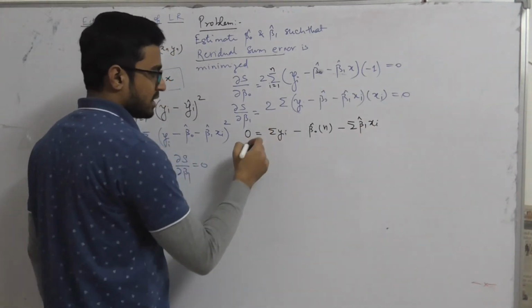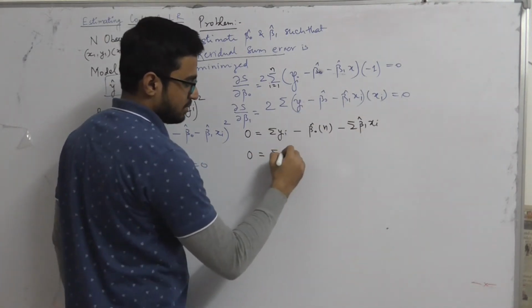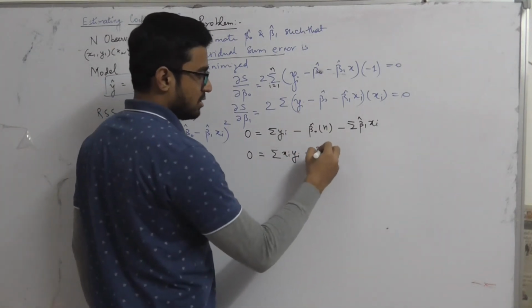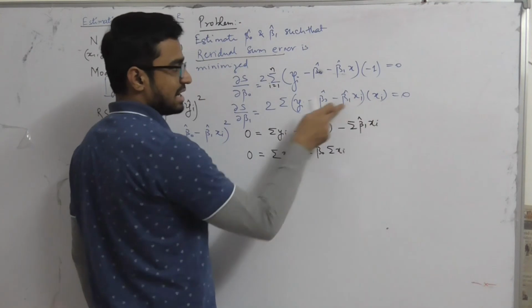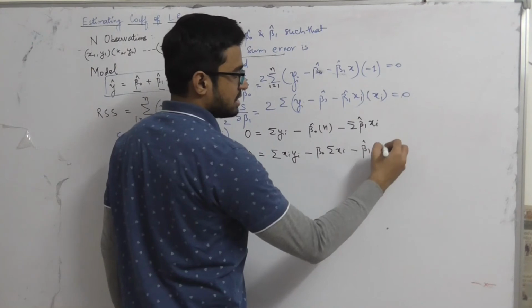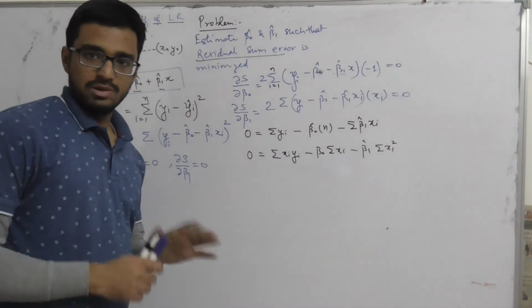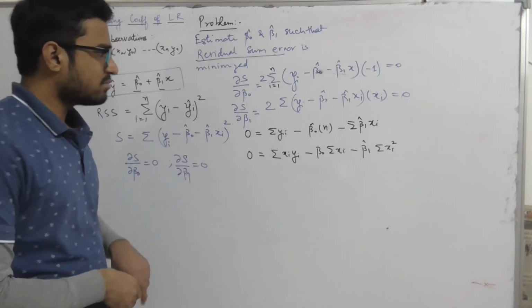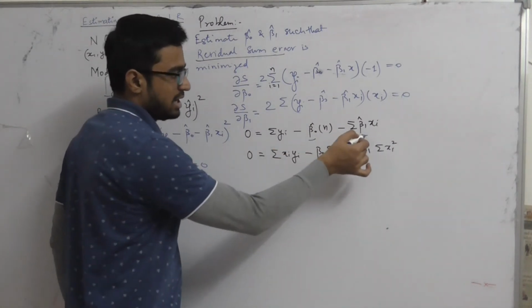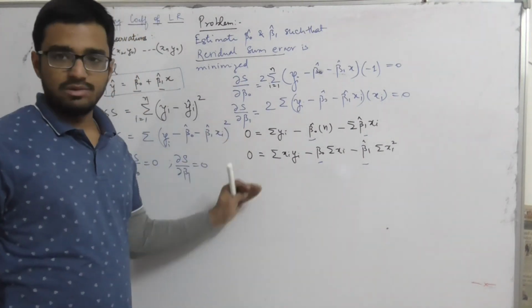Secondly, the terms would be summation xi into yi, minus beta naught summation xi, because xi gets multiplied here, and we have minus beta 1 cap summation xi square equal to 0. So we have two equations, two unknowns, and you can see that both the equations have variables beta naught and beta 1. So these are two simple linear equations. They can be solved here.